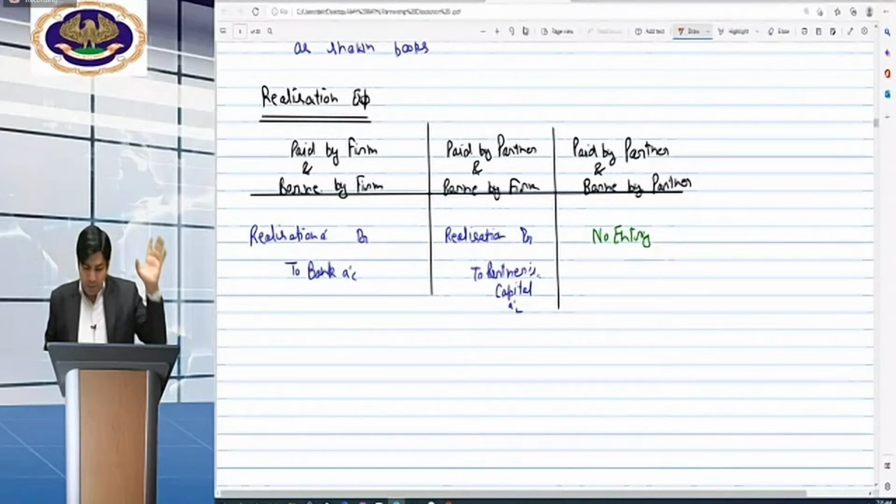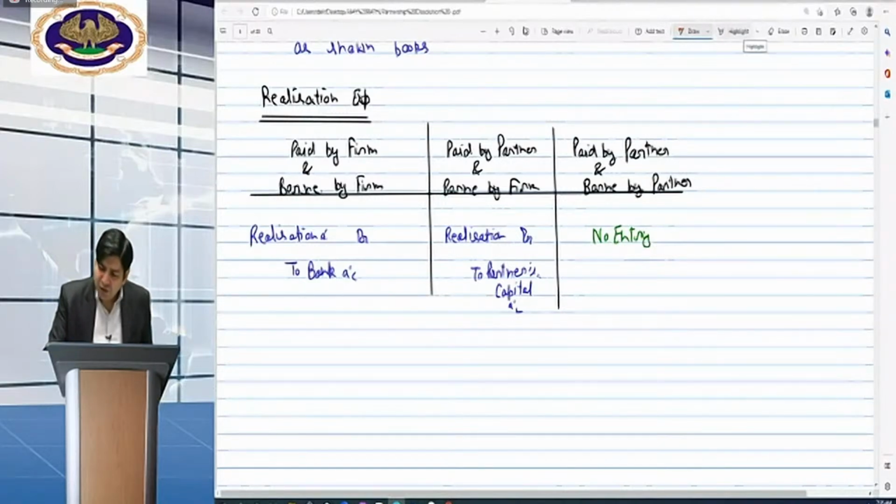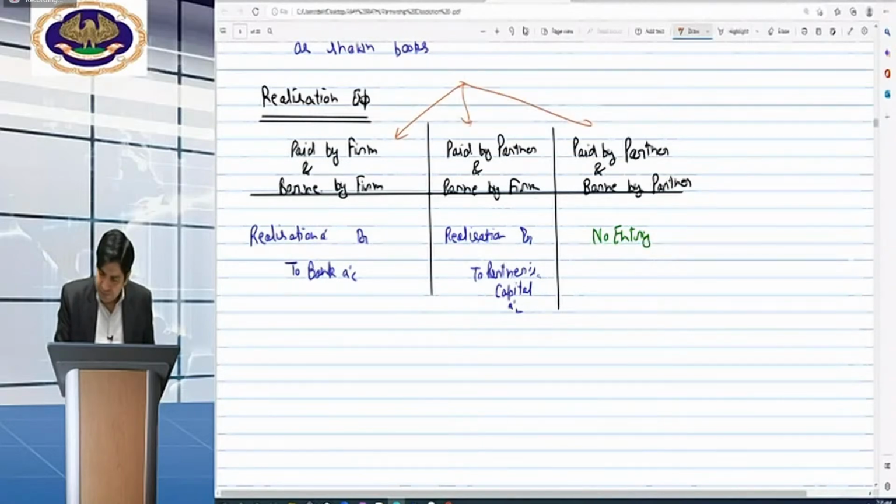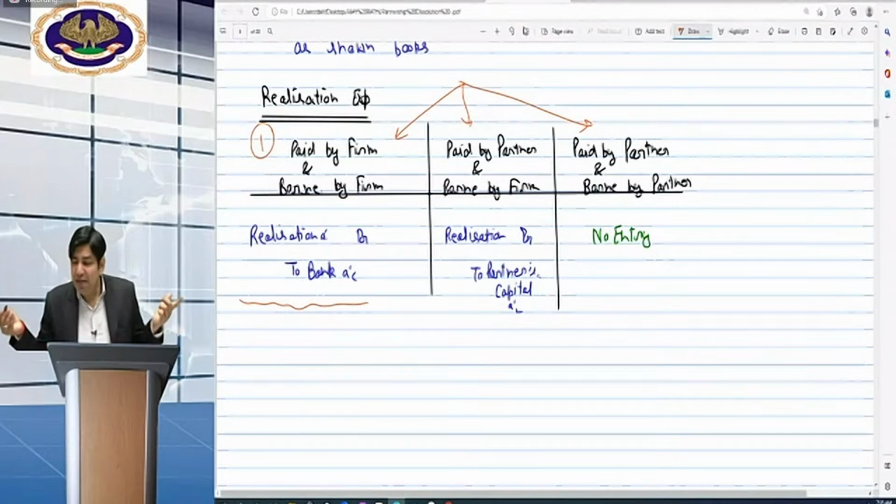Now come to the point. There may be one of three cases in the exam. Number one, paid by firm and borne by firm. It means the realization account is debited to bank. Simple. Since the firm is bearing, the realization account is being debited. Since the firm is paying, the firm is crediting the bank.